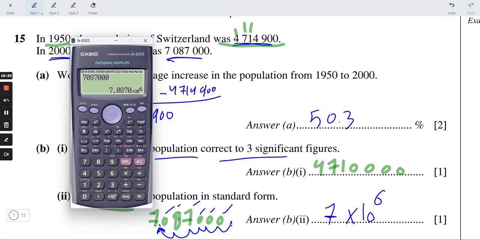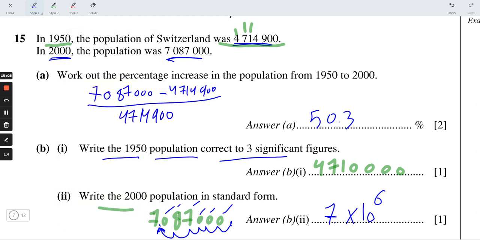Yeah, it's 7.0870 times 10 to the power of 6, the same as in this one here. Sorry, I should write it here. Even 8087. Yeah, sorry for this mistake.